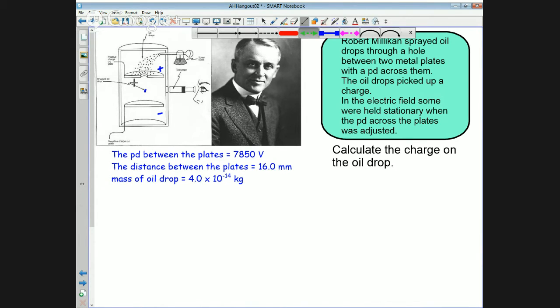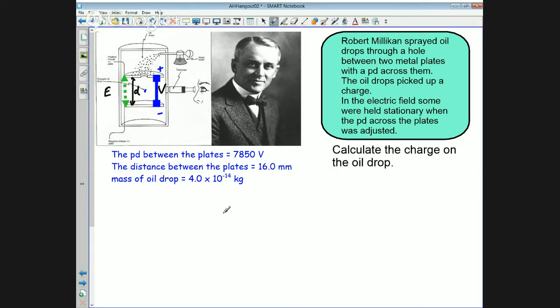We're in an electric field, between these two plates, an electric field, which we'll call E. That's the electric field. And there's a potential difference between the two plates. We'll draw the potential difference in here like that. Potential difference is V volts. And we know that there's a distance between the plates, which we'll call d. We've got that at 16 millimeters.